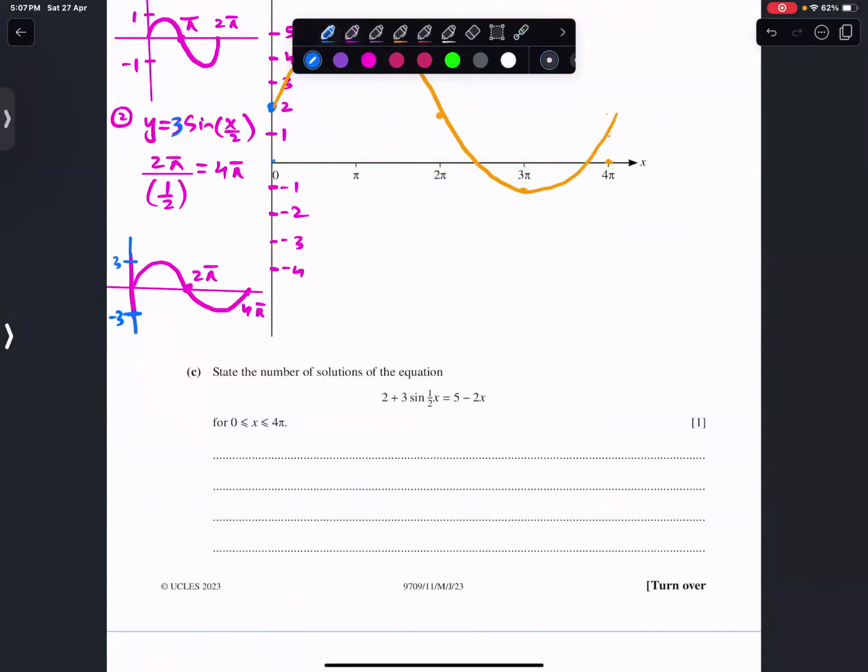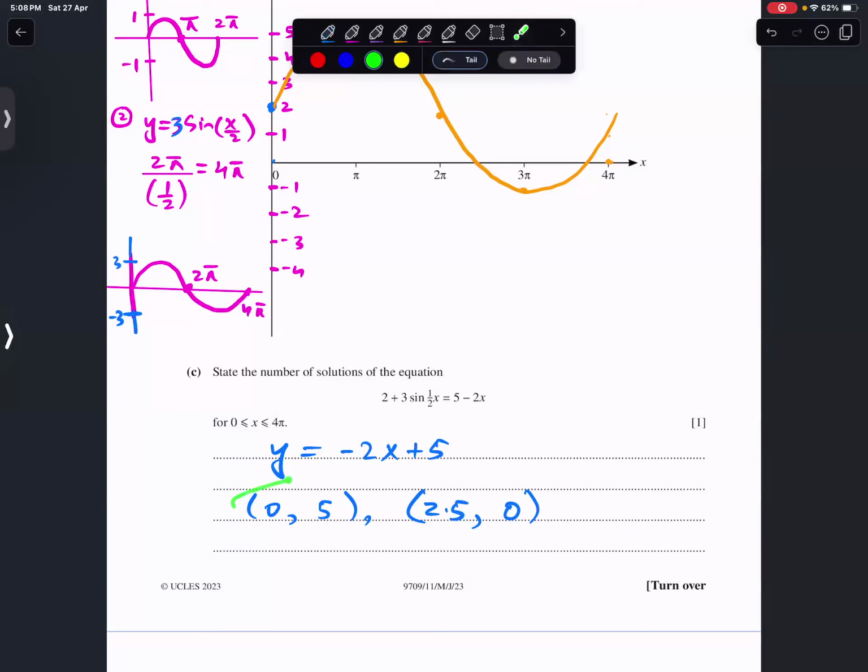Okay, so state the number of solutions of the equation, if you look at this curve, y is equal to -2x plus 5. Ahmed, what is this? This is a straight line with gradient -2. So let's find some 2 points on this line. If you put x 0, you will get y 5. And if you put y 0, you will get x 2.5.